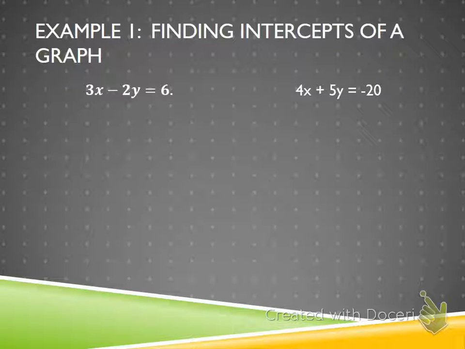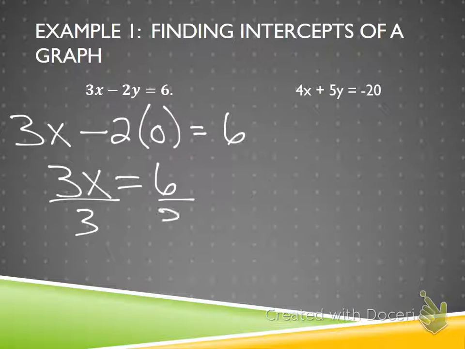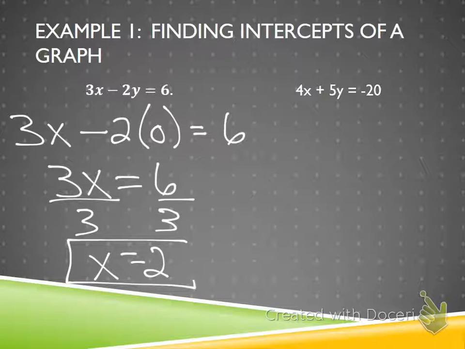So if I want to solve for x, 3x minus, now substitute 0 for y, equals 6. All right, and now I just solve. -2 times 0 is 0, so 3x equals 6. And how do I solve for x? Divide both sides by 3. X equals 2. Yes. So if you were going to solve the whole equation.